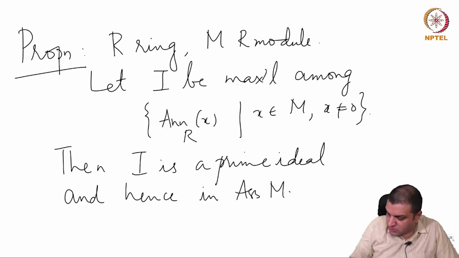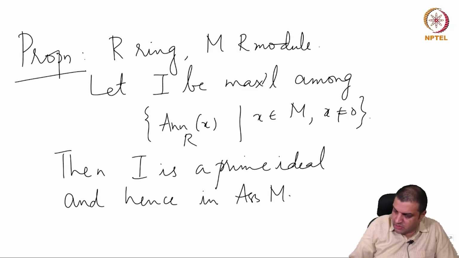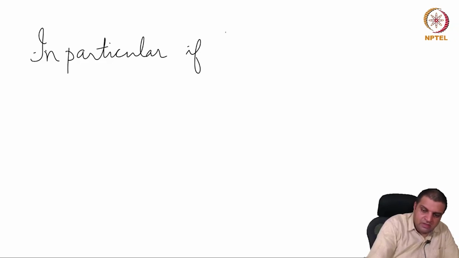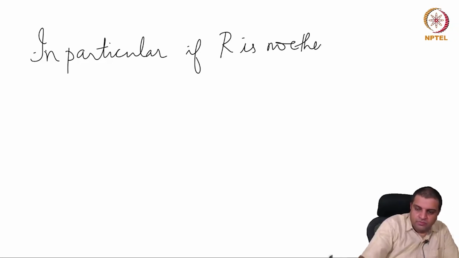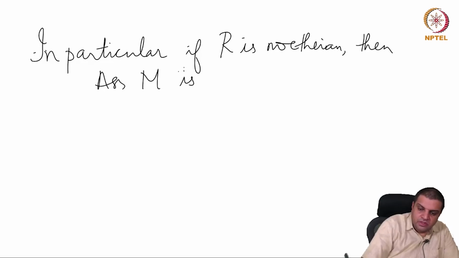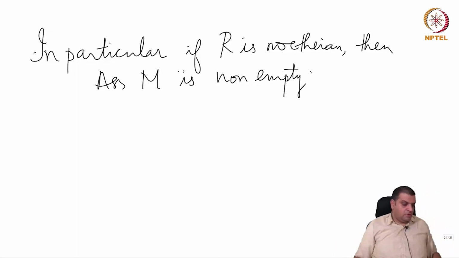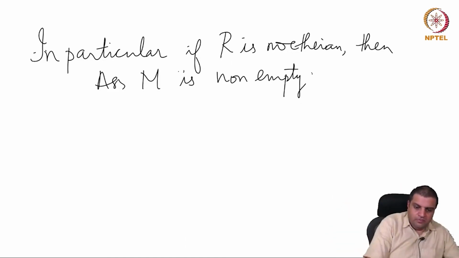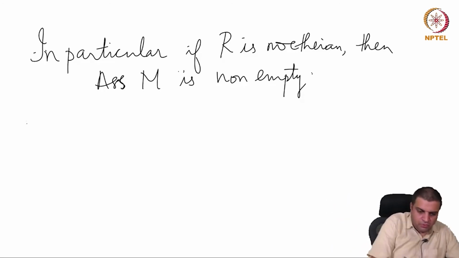This is one way of looking for associated primes, but of course it is not guaranteed that such sets will have maximal elements, except in particular if R is Noetherian, then the set of associated primes is non-empty. So modules over Noetherian rings have associated primes. Proof.